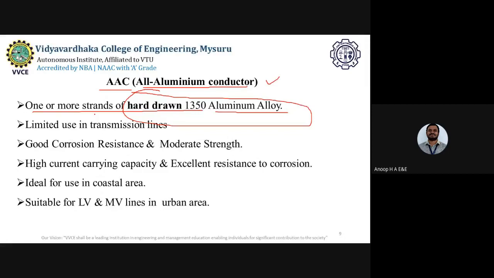Whatever strandings are provided, we are making use of all aluminum alloy conductors for its functioning. You will be having hard drawn 1350 aluminum alloy as a material for constructing transmission line conductors. It has limited use in transmission lines. Next, good corrosion resistance, moderate strength, high current carrying capacity, and excellent resistance to corrosion. Next, it is ideal for use in coastal areas.